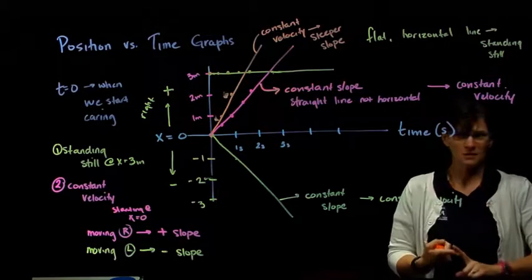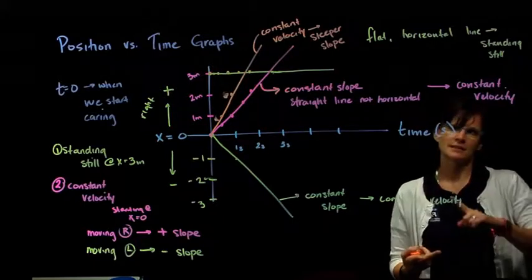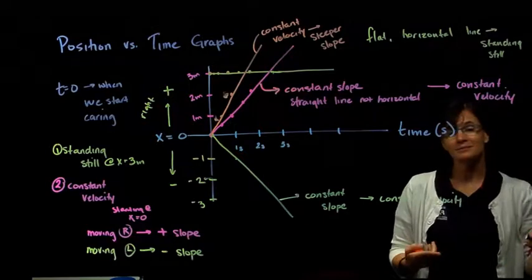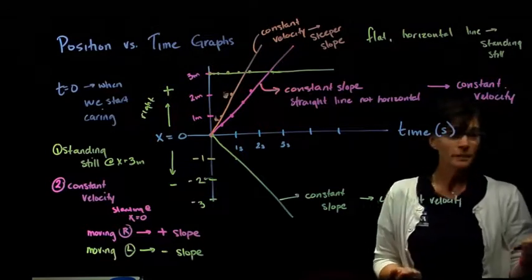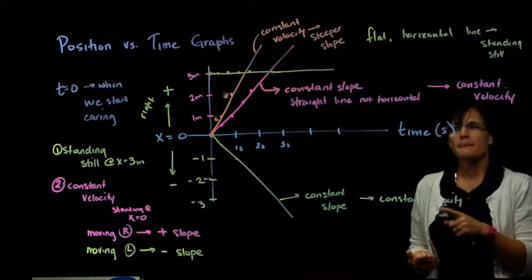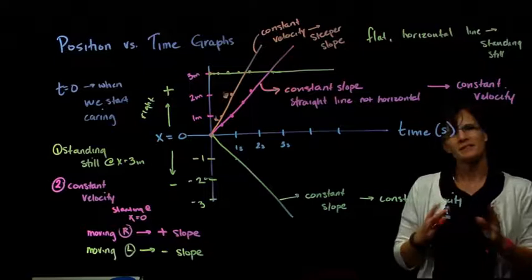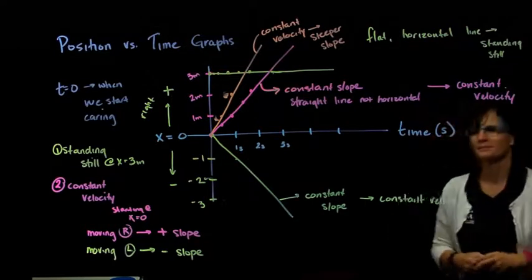So no slope, 0 slope, the object's standing still. Constant velocity is a straight line that's not horizontal. If it's a positive slope, it's moving to the right. If it's a negative slope, it's moving to the left. And the steepness of the slope gives us an indication of relative speeds.